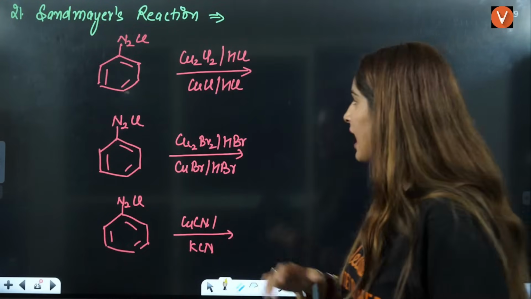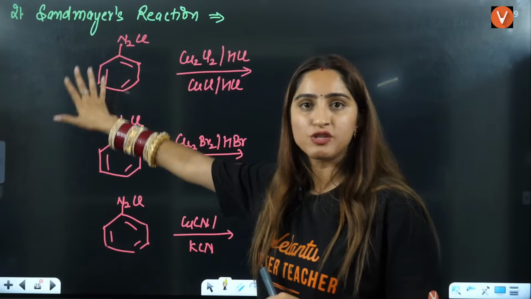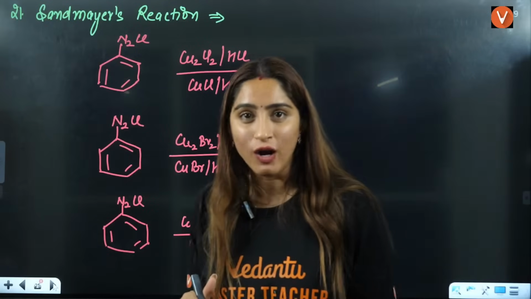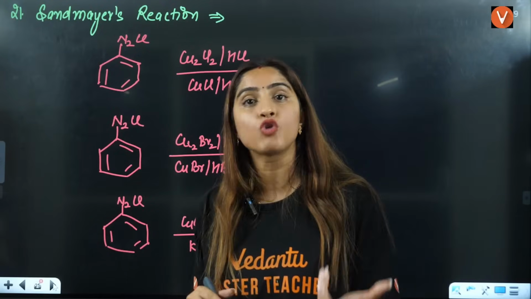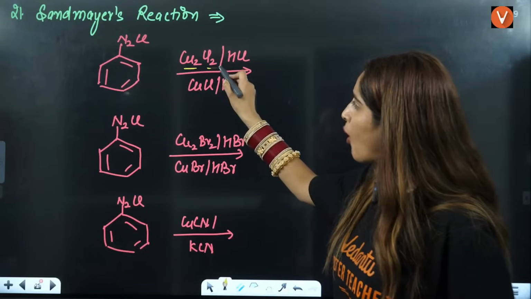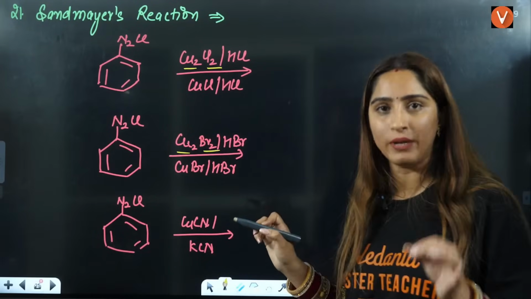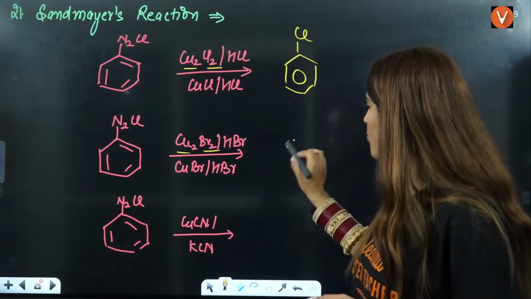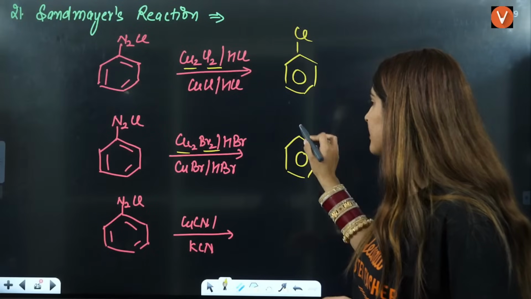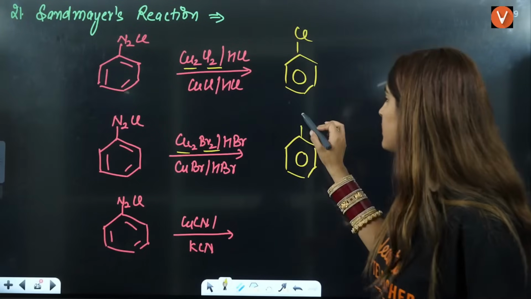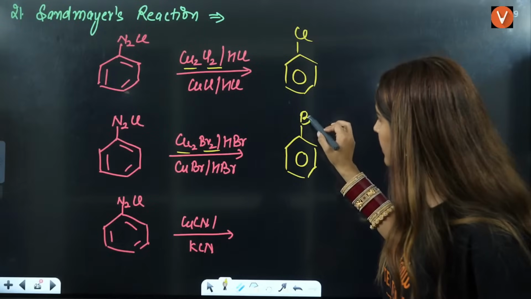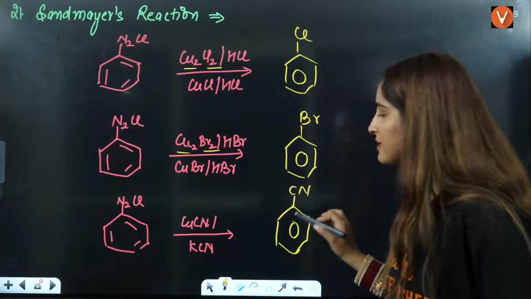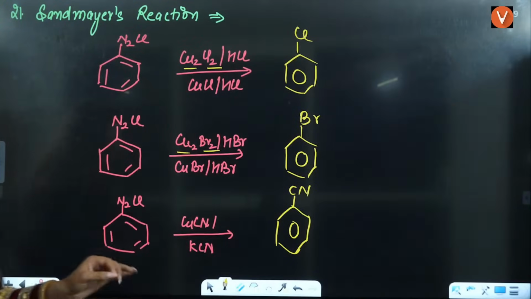First is Sandmeyer's reaction. Once we have made diazonium chloride, you react this with the salt of copper. Sand means salt. Either salt of copper with chlorine or salt of copper with bromine. This will give you chlorobenzene, this will give you bromobenzene. If you react this with CuCN, this will give you cyanobenzene as well. Understood?